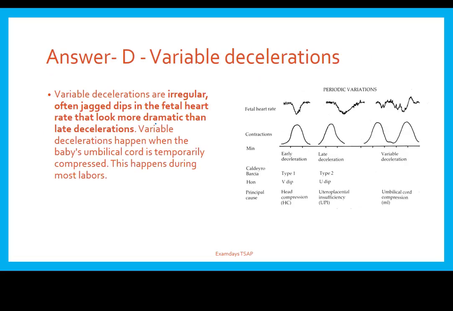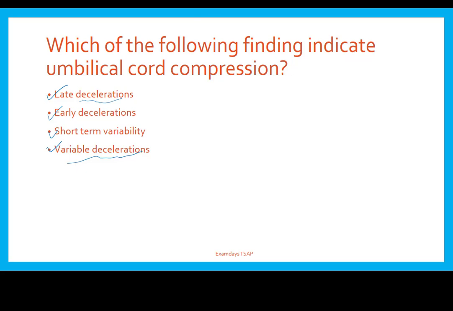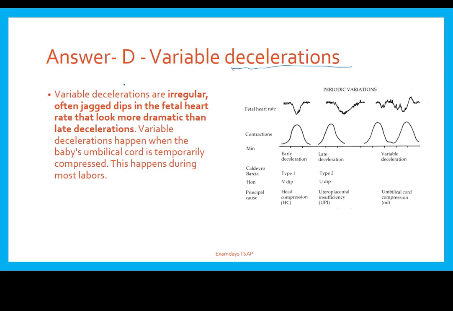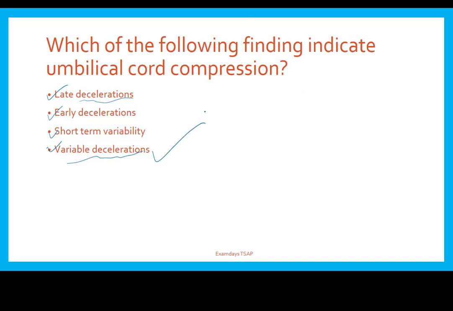Variable decelerations are irregular, often jagged dips in the fetal heart rate that look more dramatic than late decelerations. These variable decelerations happen when the baby's umbilical cord is temporarily compressed. It happens during most labors. So late decelerations, early decelerations and short-term variability, and the fourth one is variable decelerations. The correct answer is going to be option D, variable decelerations.